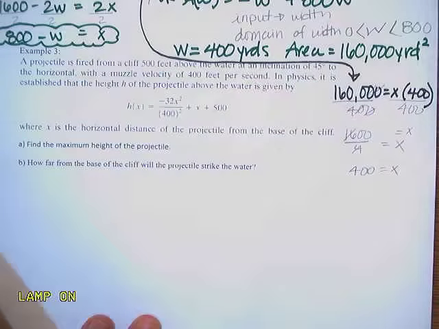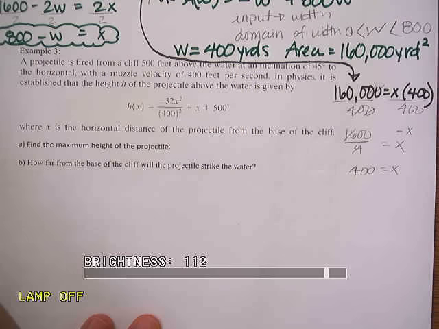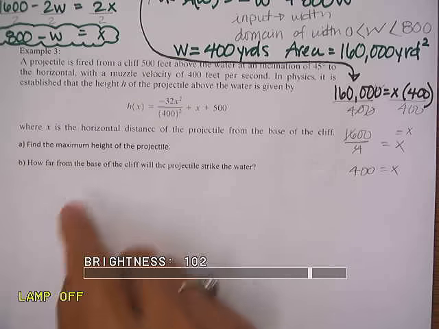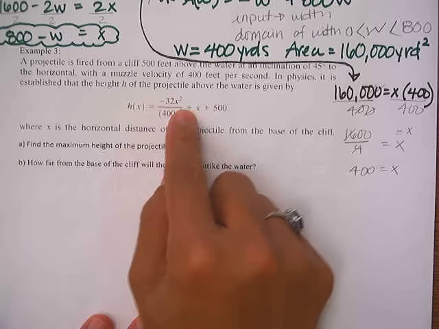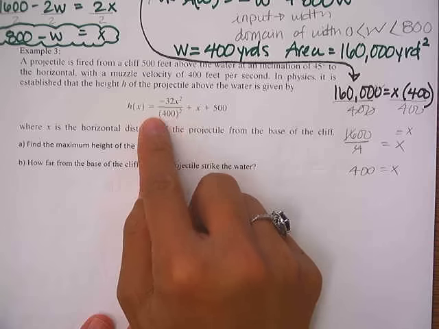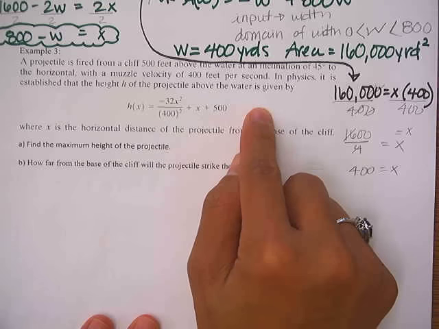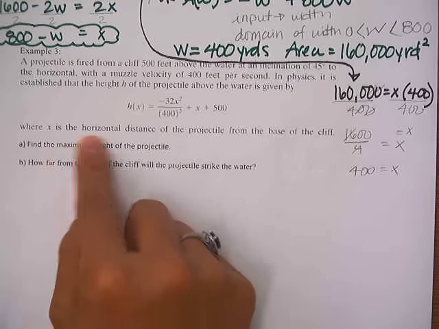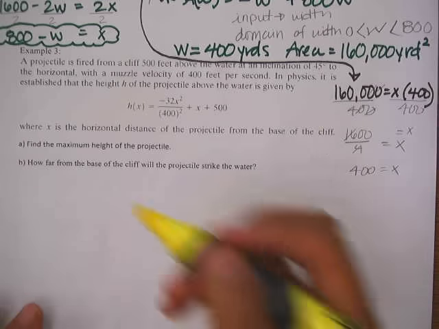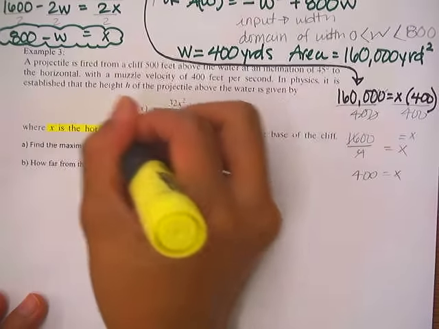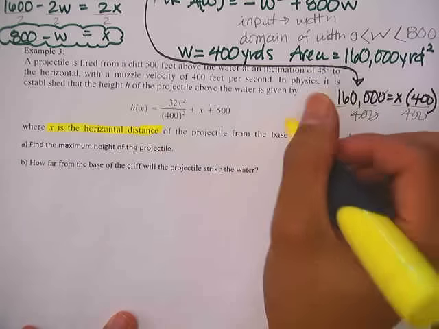See that right there? Let me see if I can turn the lights. Okay, let's make it darker. All right. So h of x equals negative 32x squared divided by 400 squared plus x plus 500, where x is the horizontal distance. Let's highlight this because this is super important. Okay, x is the horizontal distance from the base of the cliff.